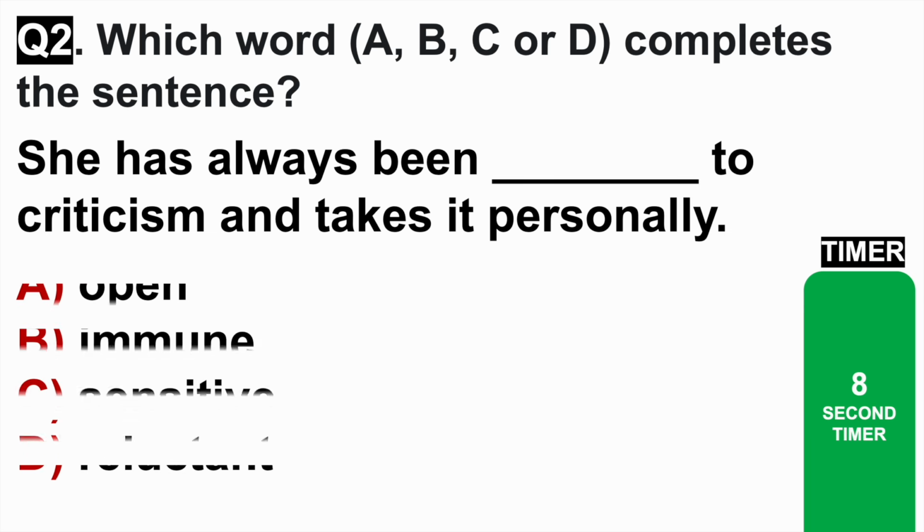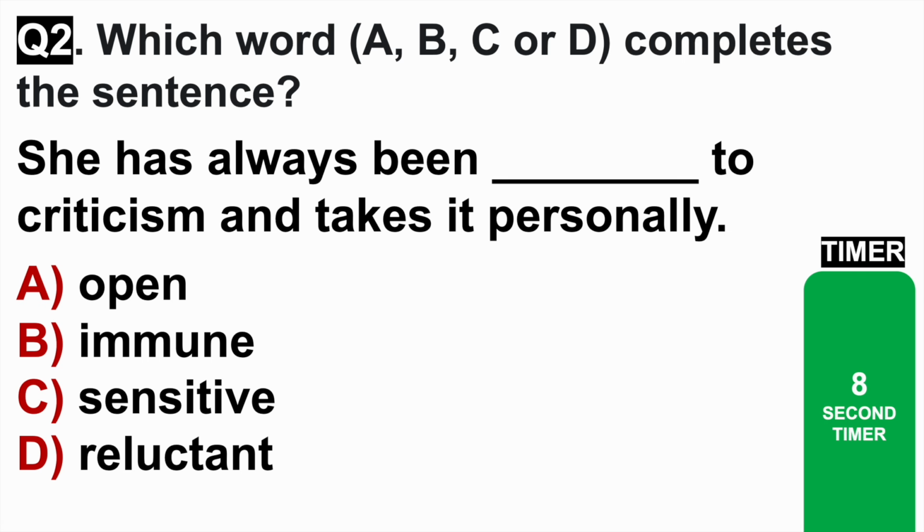Which word, A, B, C or D, completes the sentence? She has always been blank to criticism and takes it personally. Is it A, open, B, immune, C, sensitive or D, reluctant? Here is your 8-second timer.